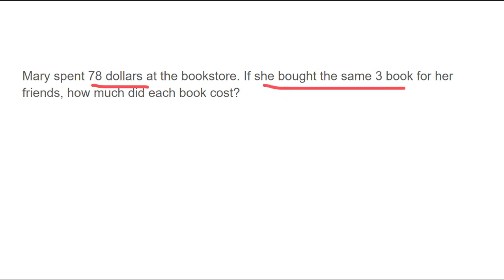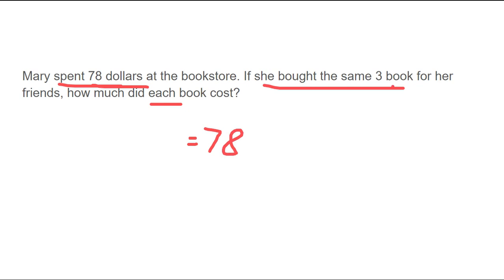If she bought the same 3 books for her friends, how much did each book cost? All right. So she spent $78. So I'm going to take that to mean that that's the final total, right? That's the final amount that she spent. And it says each. The word each can mean both multiplication and division.